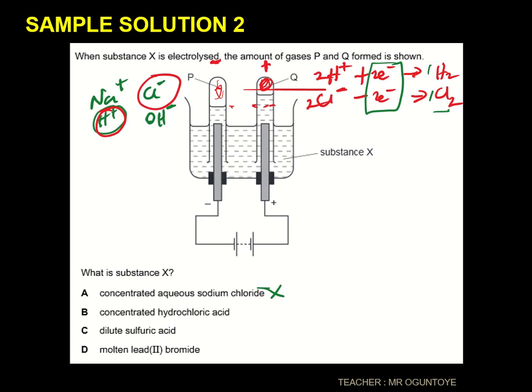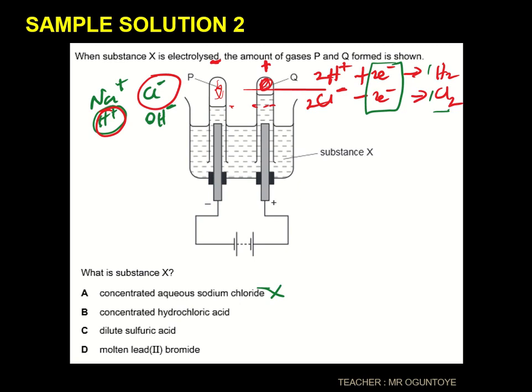Concentrated hydrochloric acid. The same explanation goes for concentrated hydrochloric acid. Hydrogen will be formed at P, while chlorine will be formed at Q. So the volume should be the same. But in the diagram, the volumes are different. So let's look at C.